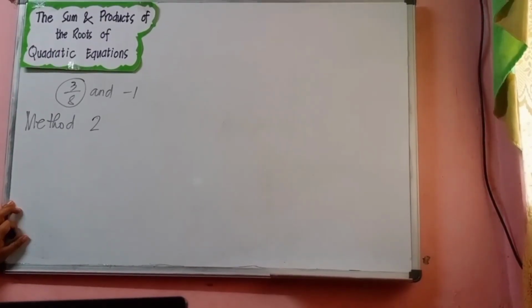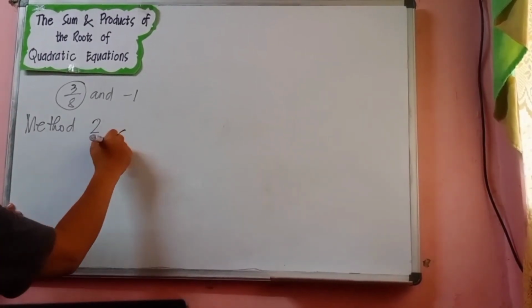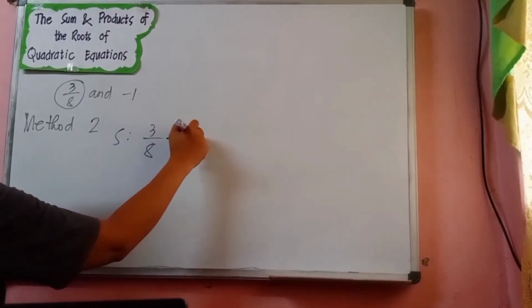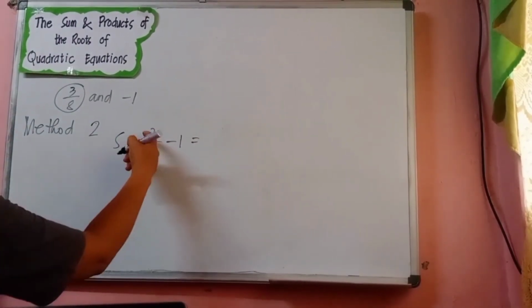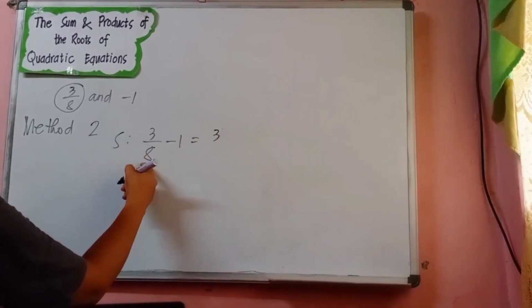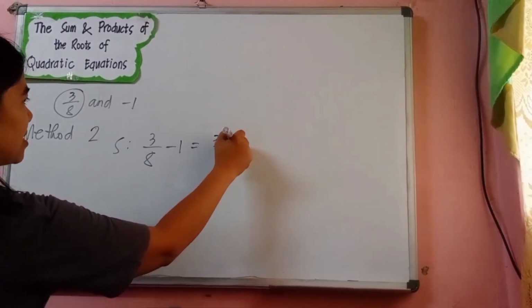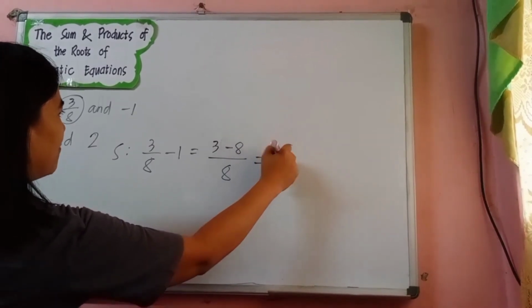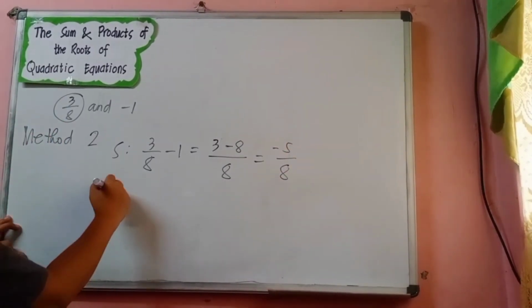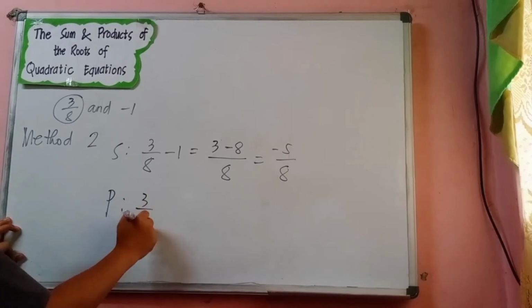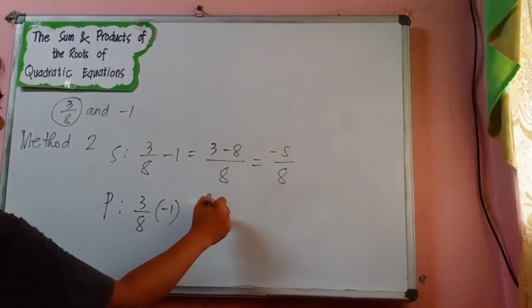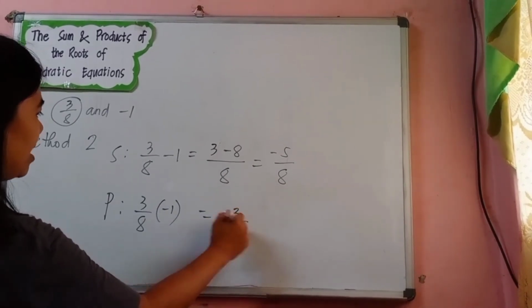For method 2, we simply find the sum and the product of the roots. So 3 over 8 added to negative 1 will be, let's cross multiply, so that's 3 plus 8 times negative 1 over 8. 3 minus 8 is negative 5 over 8. Now let's get the product. The product is 3 over 8 times negative 1. So just multiply 3 by negative 1, that's negative 3 over 8.